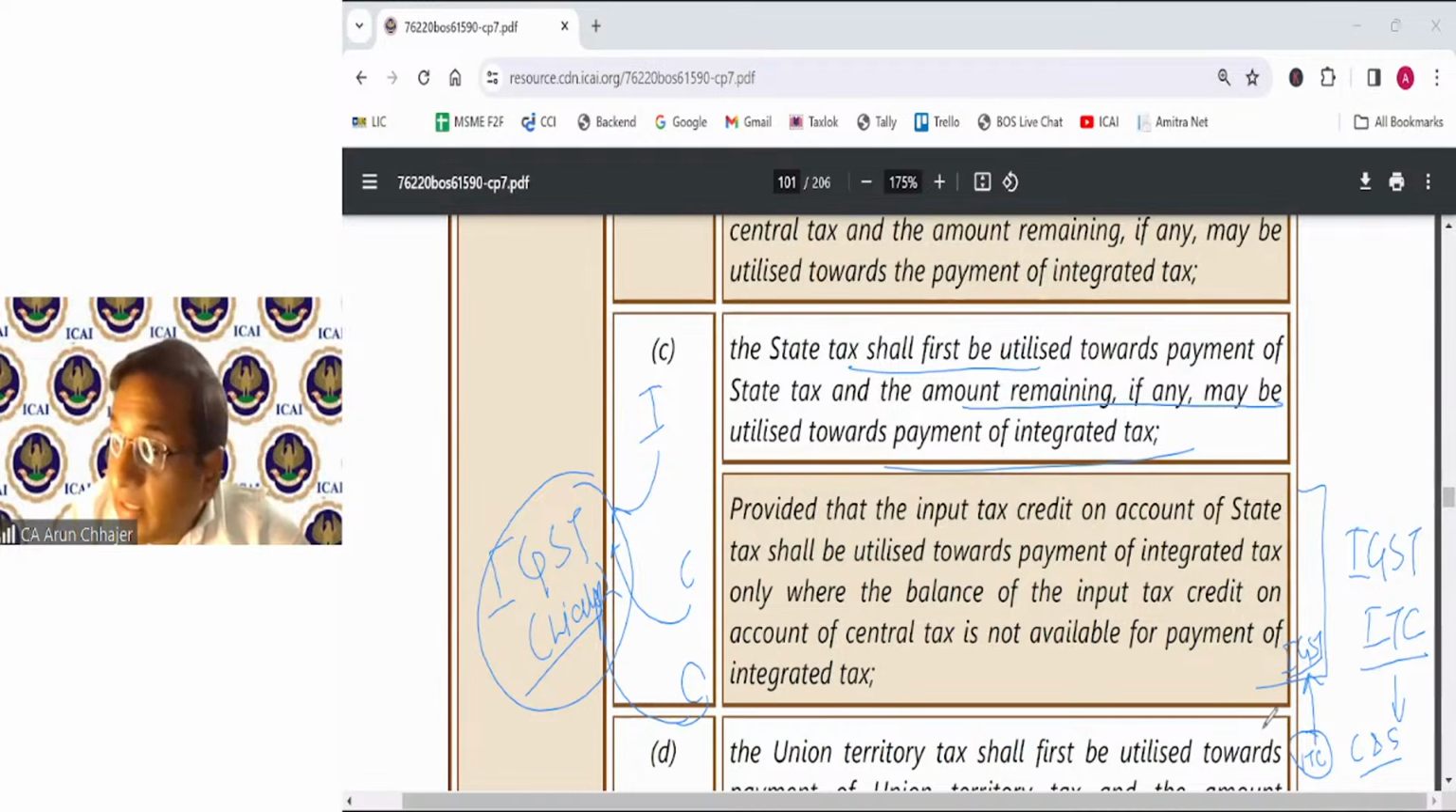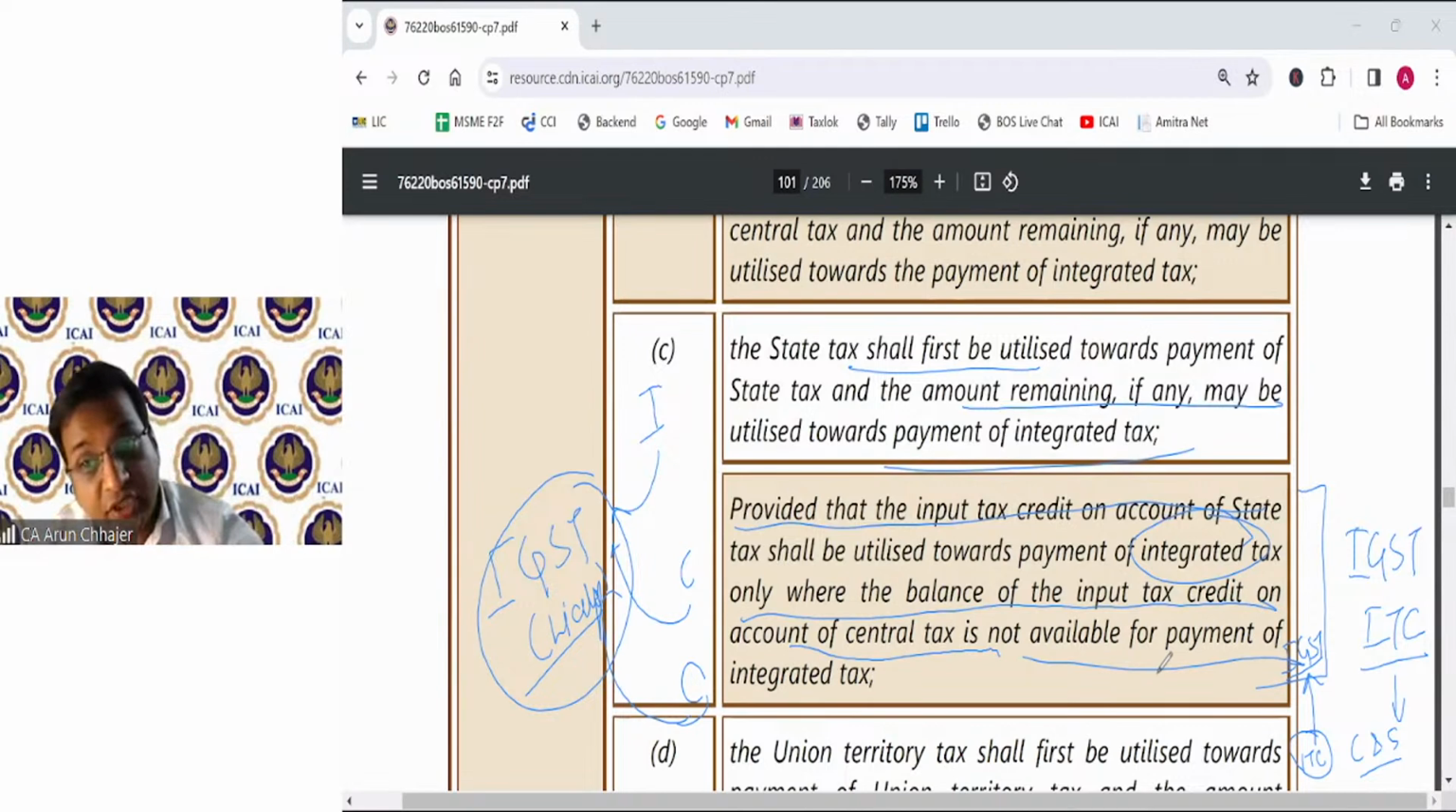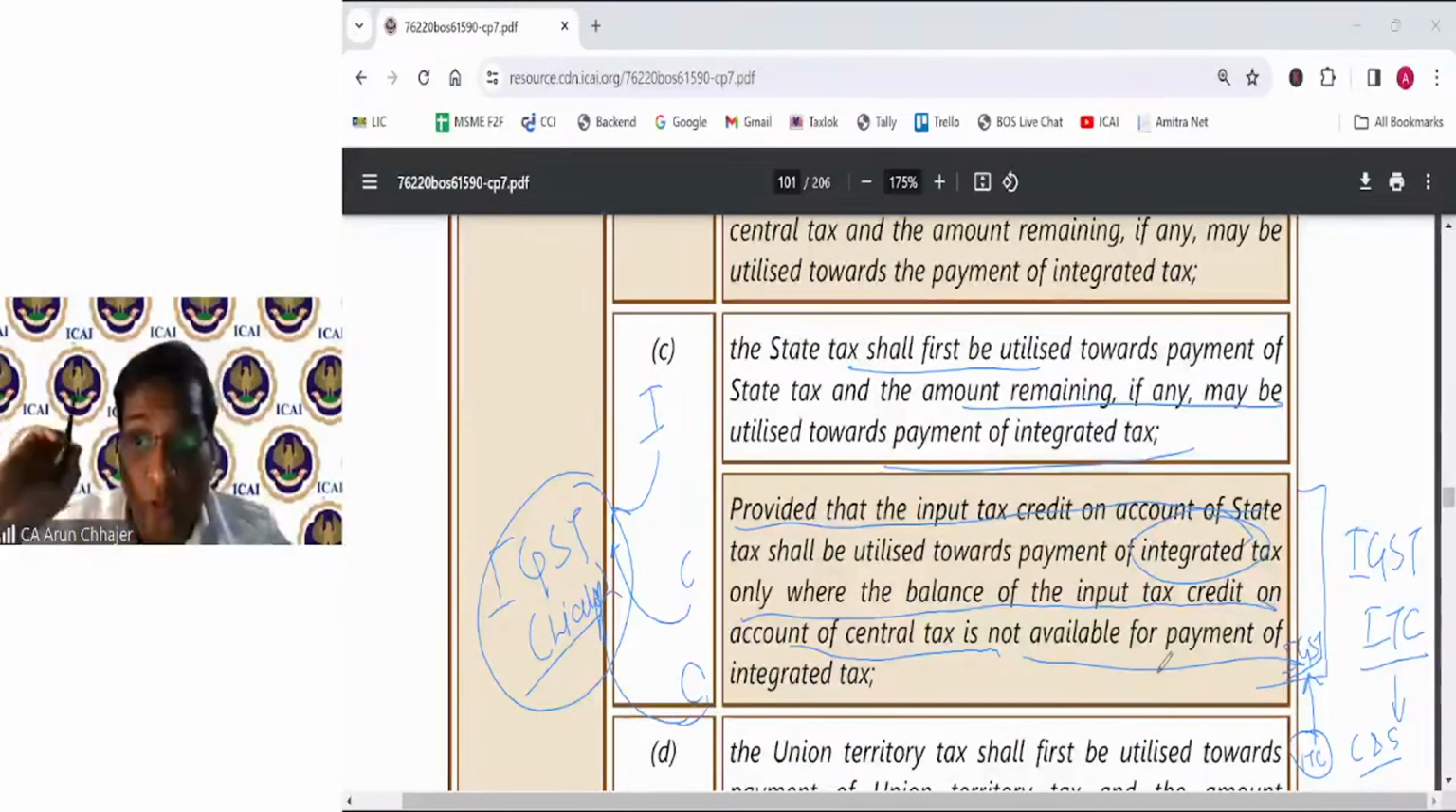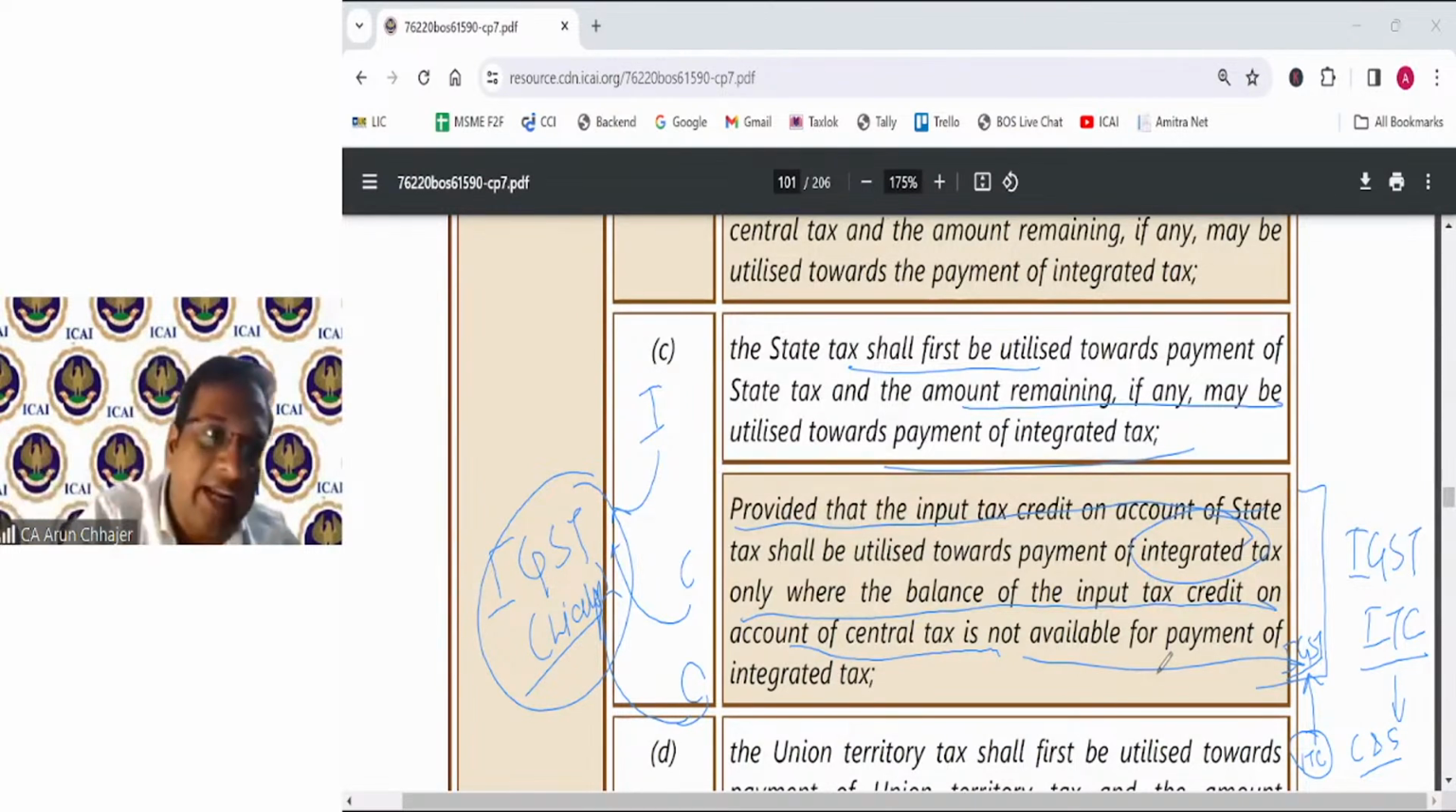First, it will be taken from I, then from C, and S will give only when the balance in C is exhausted. This is the proviso: provided that ITC on account of the state tax shall be utilized toward the payment of I only where the balance on account of CGST is not available for the payment of I. So C अगर जीरो है तभी S I को देगा. Confusion काफी हो गया होगा probably. Let me read all the provisions and then we'll do the revision once again. We'll try to take certain examples also.